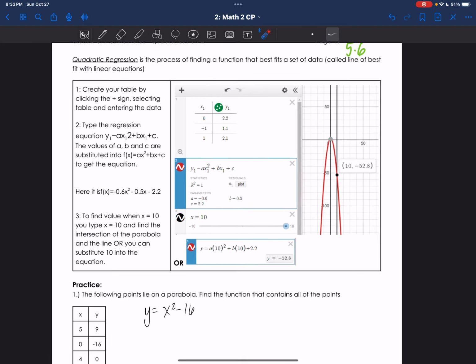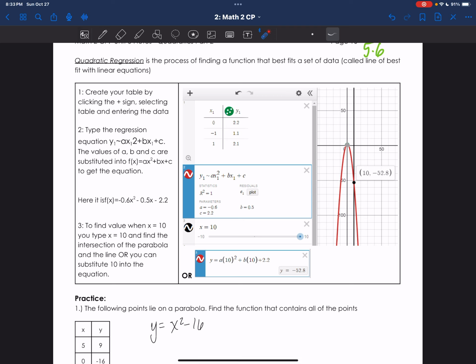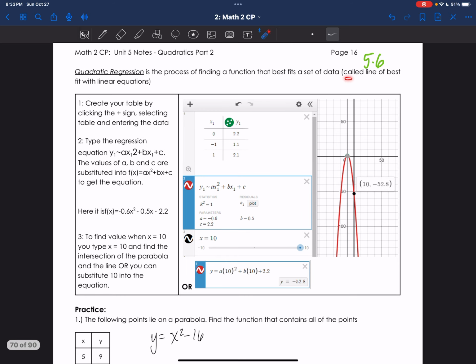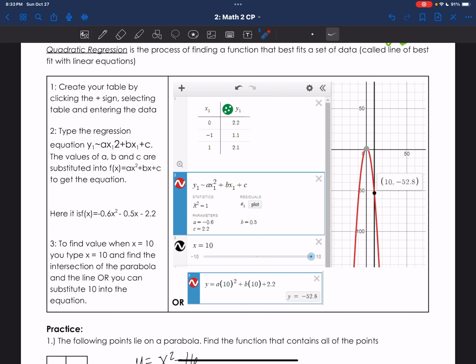And then we're going to go ahead and talk about quadratic regression. So it's a process of a function which best fits a set of data. So before when we did linear equations, we called it the line of best fit. So all you need to do is just follow this set of directions when you log into Desmos. And just remember to hit this plus. You'll enter in a table. You'll enter in this equation.